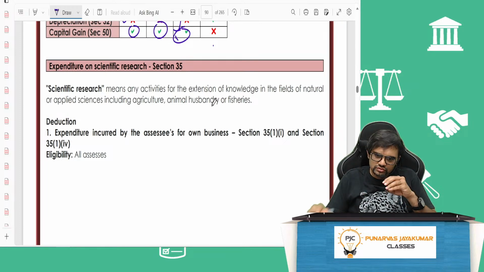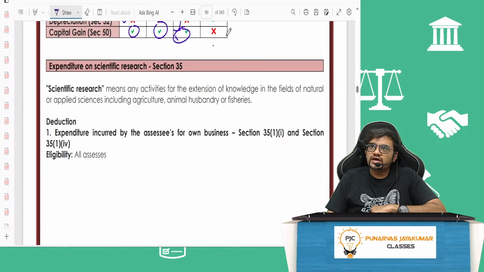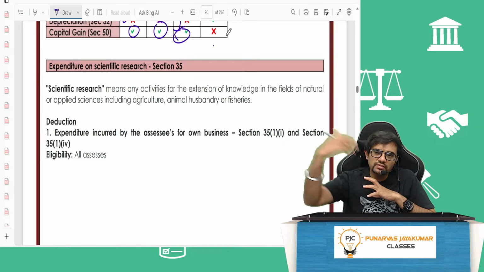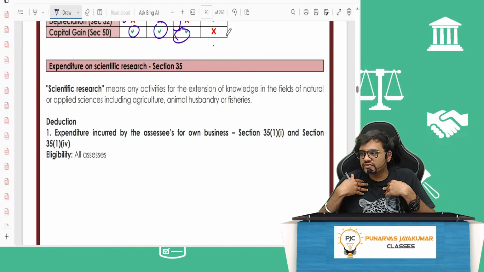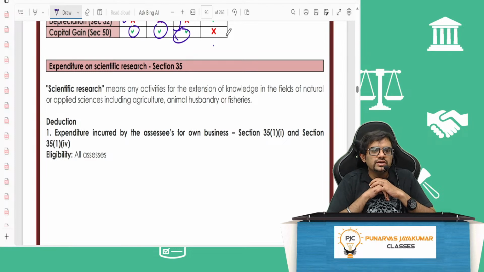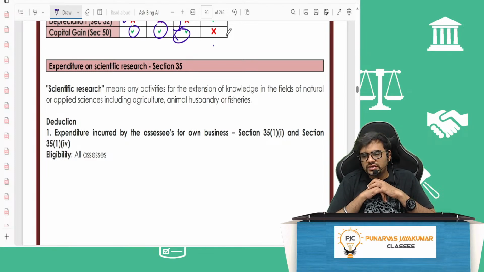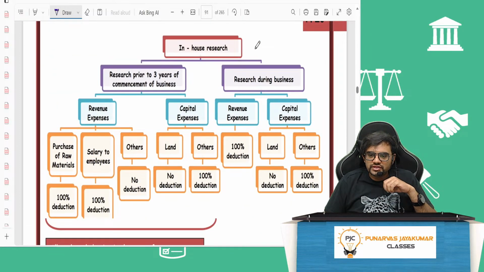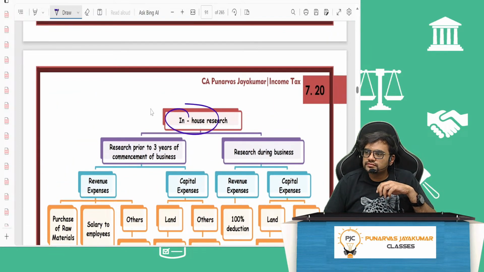So it can be split into 3 parts. One is you have your own in-house research. Second one is you are a specified type of company, manufacturing, biotech, etc. Third one is you are investing or pumping in money into other companies who are doing scientific research. You are not into scientific research, but you are giving money to companies who are doing scientific research. Three different things are there. So if you are doing it for your own stuff, this is in-house research, first one.